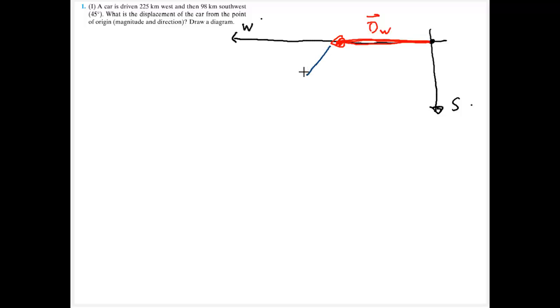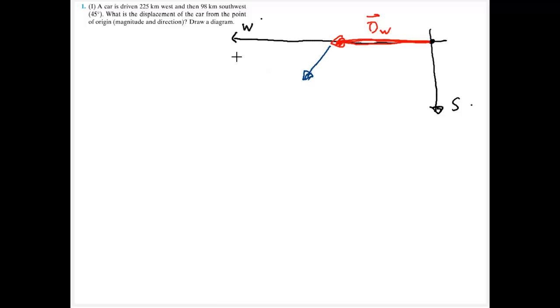Okay, nice little vector problem where first we're going to have a car that's driven in the westerly direction, and then it's going to turn and drive in the southwest. So I'll set up my axis like this, where I have west over here and south over there. So first thing the car is going to do is travel. It's going to have some displacement in the westerly direction right there. It's going to be 225 kilometers.